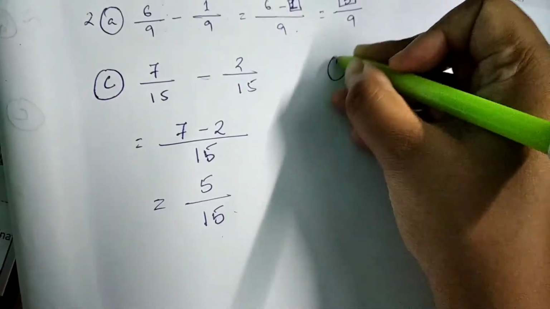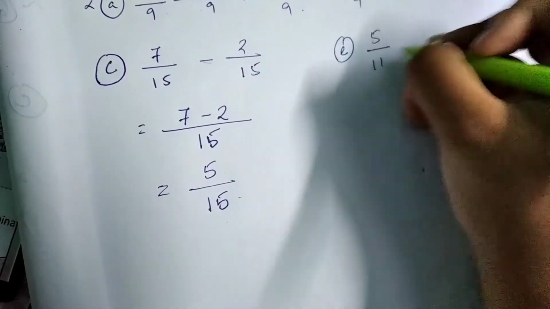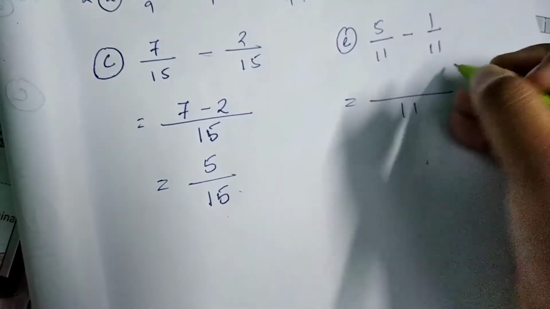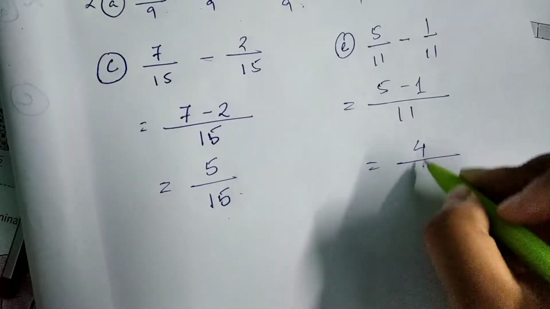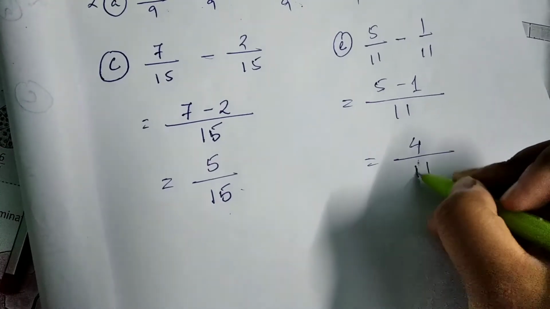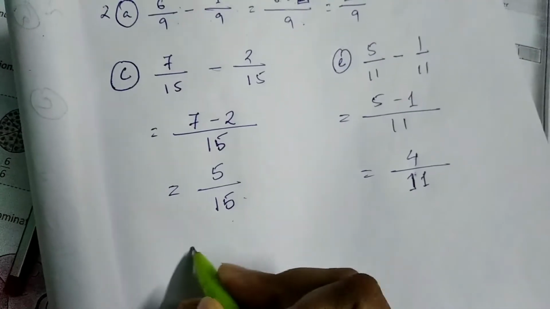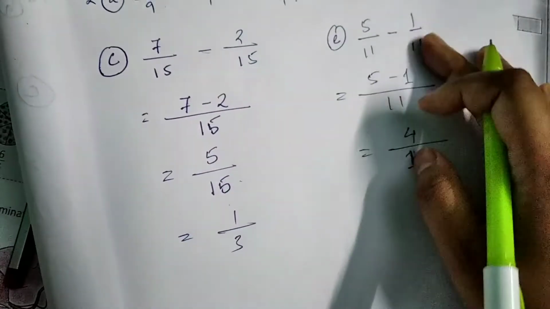So let me do one more question, E number. 5 by 11 minus 1 by 11. So when you do it, you will get what? 5 minus 1. So it will be what? 4 by 11 is the answer. This is in lowest term only, but in case of here it will be 1 by 3 is the lowest term. So 4 by 11 is the answer.